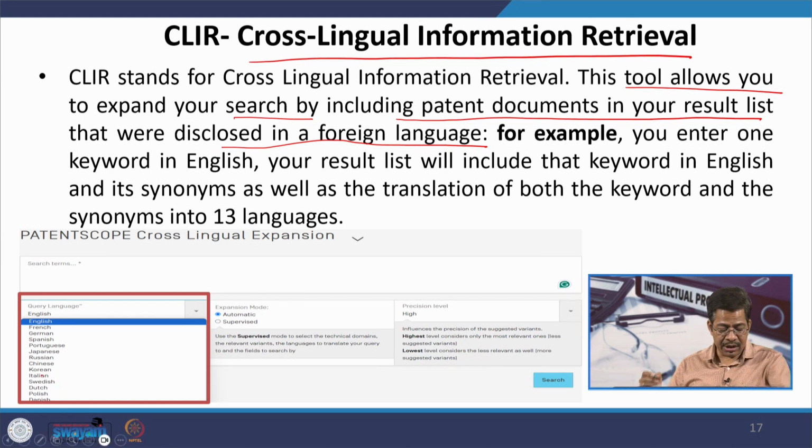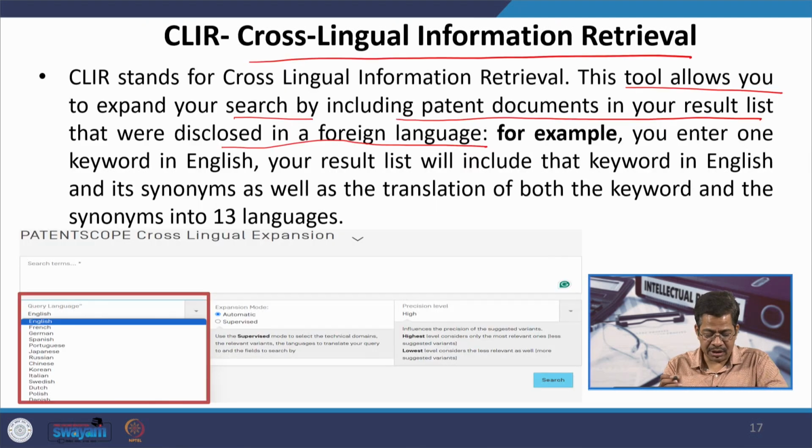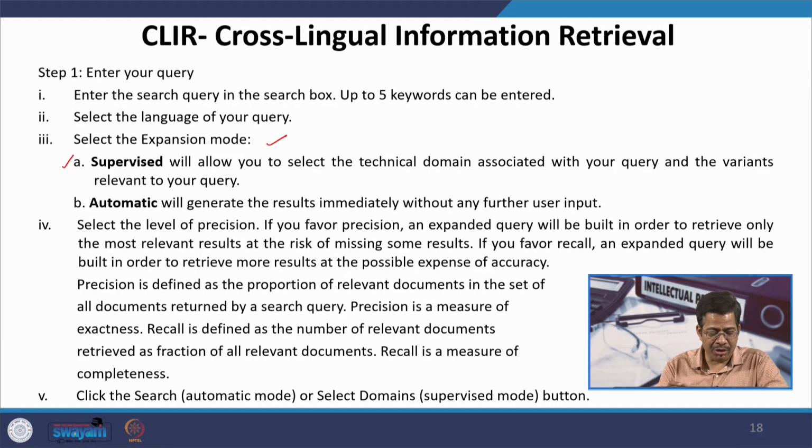Here you see that in the drop down menu you can choose English, French, German, Spanish, and so many other languages, and you will be able to do expansion either in the supervised or the automatic form. Let me go back to this slide, and you see the expansion modes are automatic and supervised. Automatic is the default; you may select supervised based on your requirement.